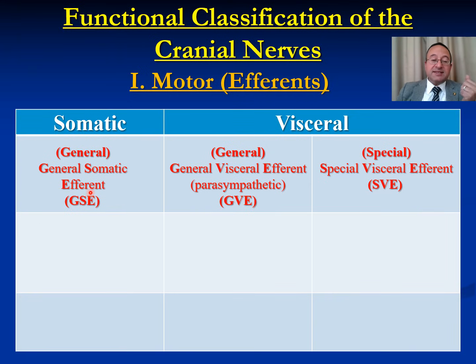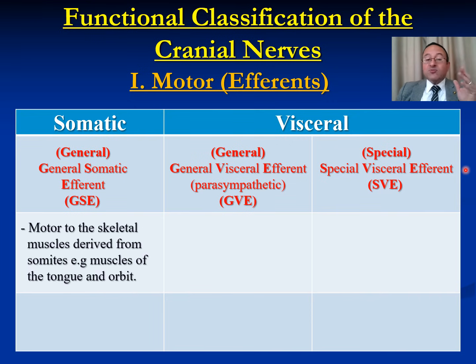I start with the general somatic efferent. It is motor to the skeletal muscles derived from somites. Example, muscles of the tongue, orbit, and so on. They are present in cranial nerves number 3, 4, 6, and 12. So, they are limited to the tongue and extraocular muscles.